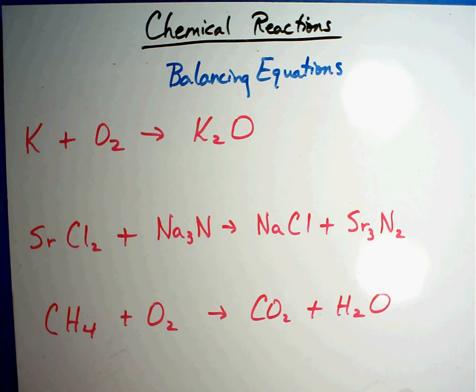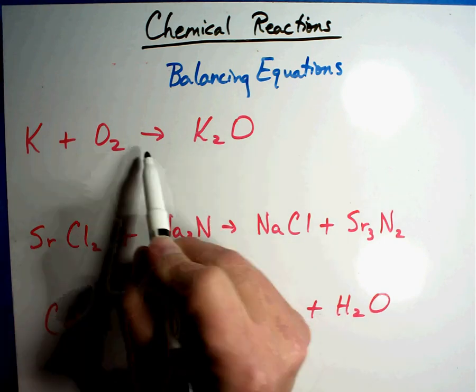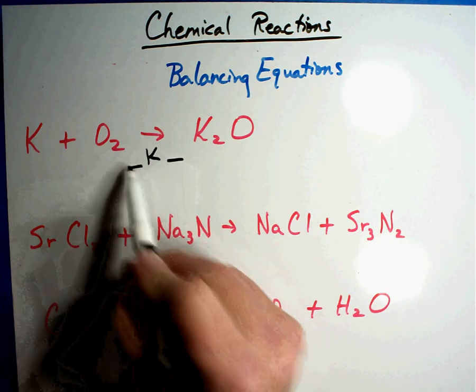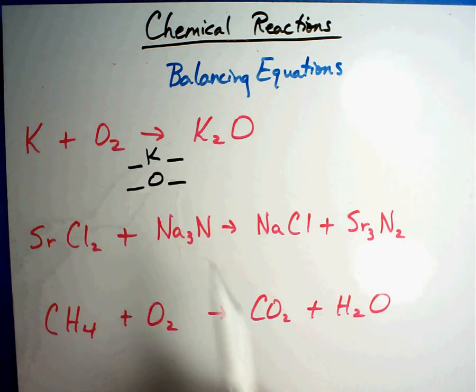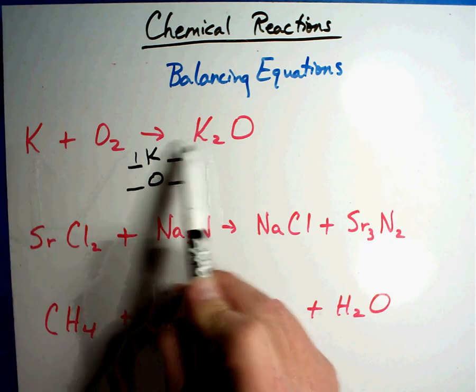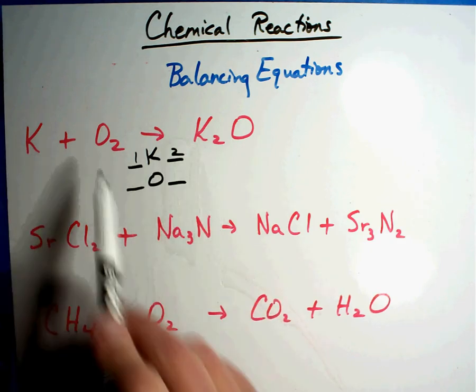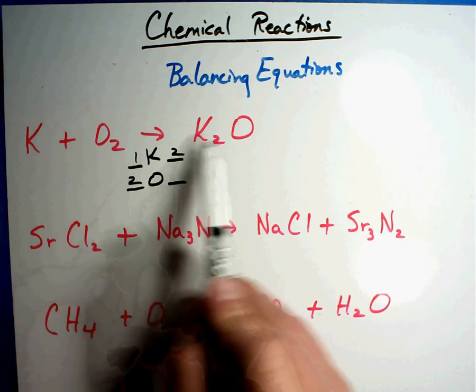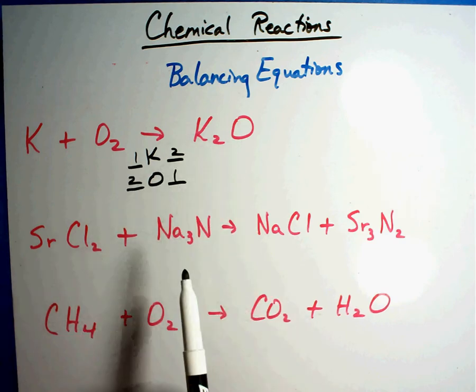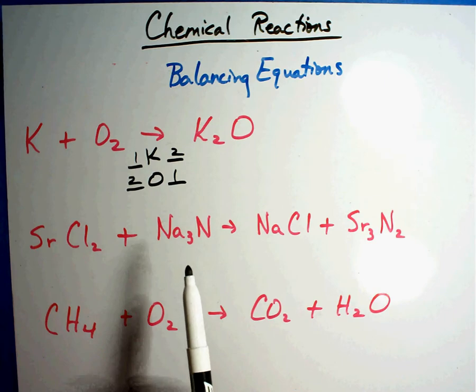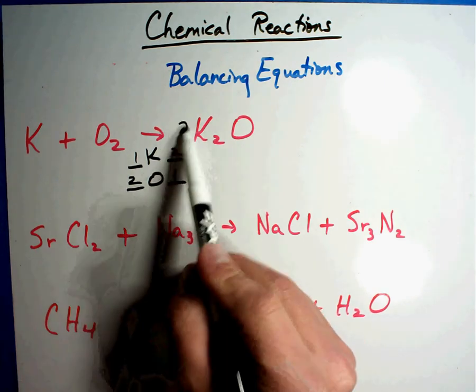All right, balancing equations. Let's see what answers we get. We're going to count the K's and the O's in this first example. There's 1 K here, and there's 2 there. 2 oxygens and 1 oxygen. All right, well, let's see how we're going to fix this. Let's just start with the O's. To fix that, I've got to put a 2 here.